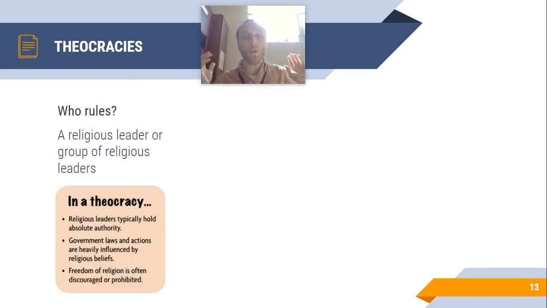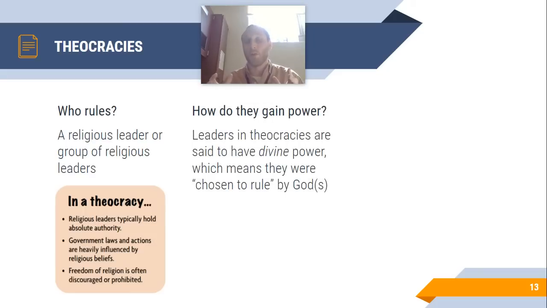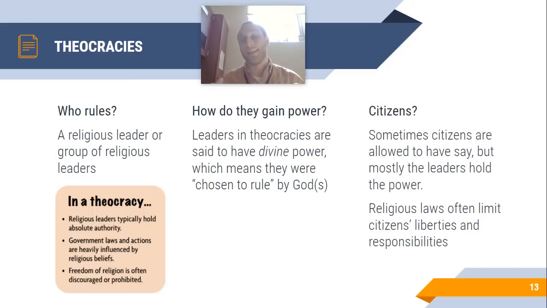So who rules? Religious leaders and groups of religious leaders, and they rule through the lens of the religious book. Typically they are said to have divine power, which basically means that they were chosen, in their opinion, to rule by the gods. So they believe that they have this religious power inside of them that allows them to rule over the country. And then citizens in these countries, sometimes they're allowed to have a little bit of say, but most of the time the leaders have close to unlimited power.